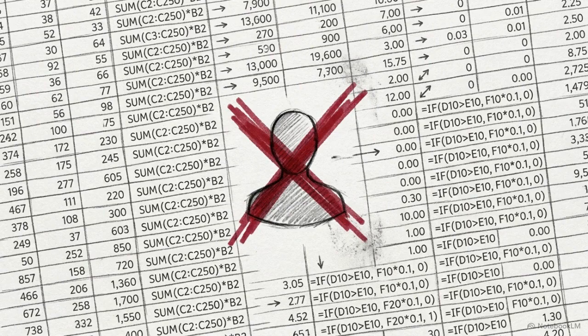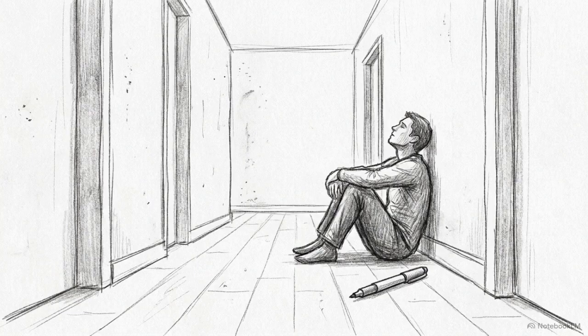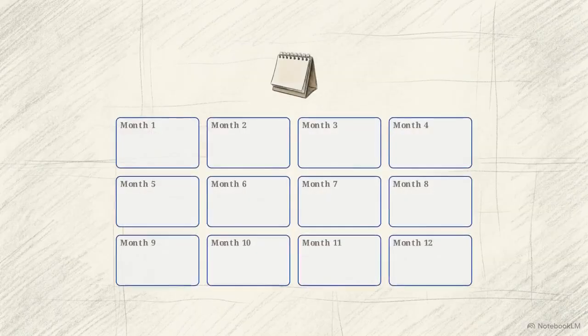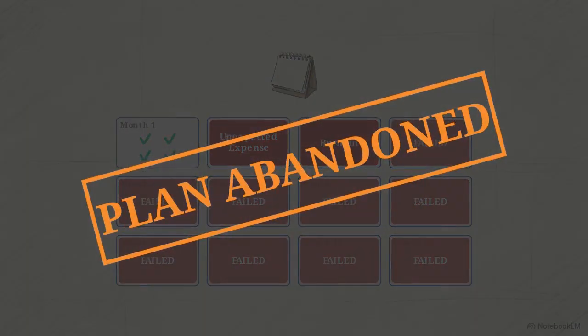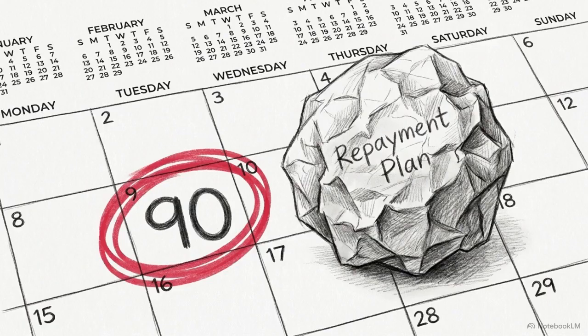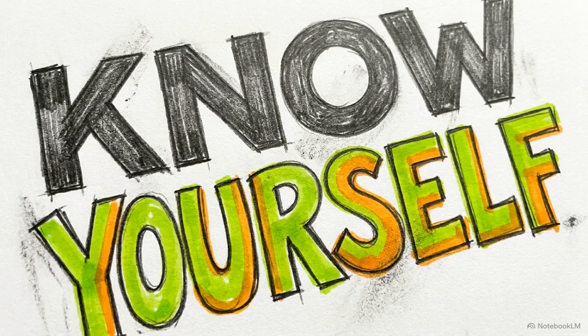Traditional advice treats you like a calculator, suggesting you follow a sequence that looks great on a spreadsheet, but ignores the person actually doing the work. Adopting a plan that clashes with your psychological needs, like your tolerance for stress or your need for a reward, almost always leads to abandonment within the first 90 days. To fix this, you have to identify your money personality.